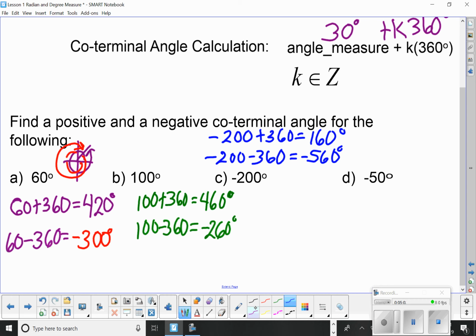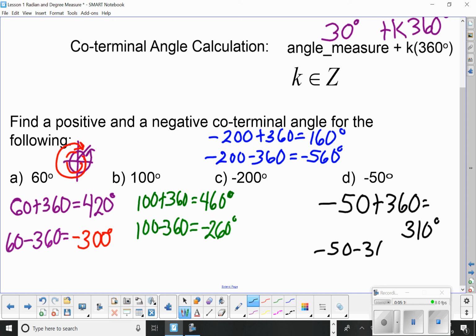Okay? Negative 50 degrees, negative 50 plus 360 is 310 degrees. If I want a negative coterminal angle, I'll do negative 50 minus 360 is negative 410 degrees. Coterminal angles, angles that end in the same location. They all start at the same spot.